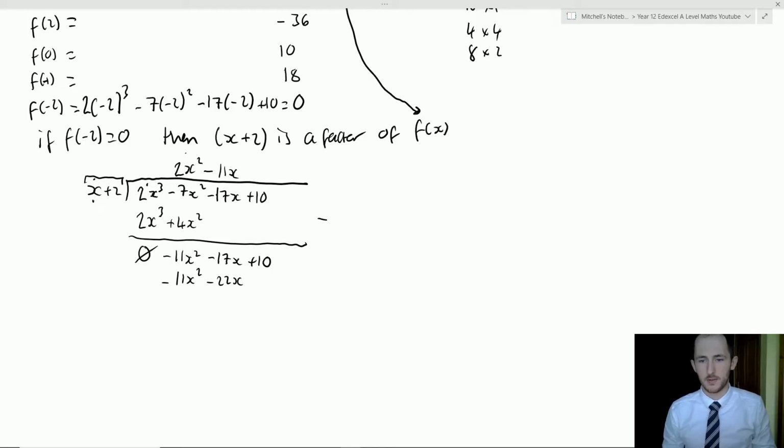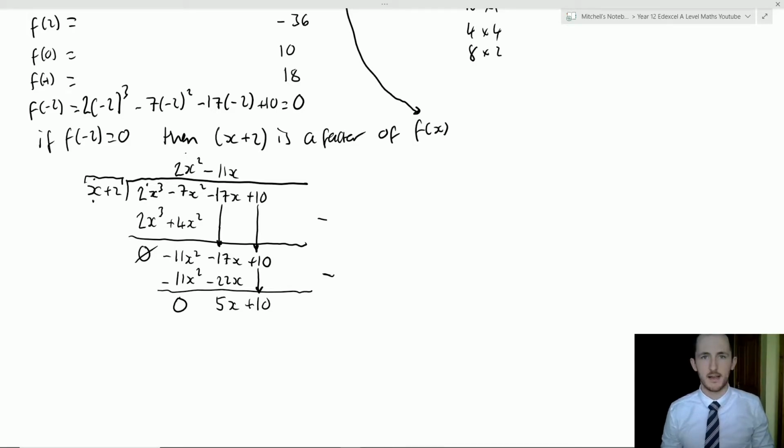Okay, good. Then we do another line and we subtract them. Now this is where the subtraction comes into play. You have minus 11x squared minus minus 11x squared. So minus and a minus makes plus, so this is minus 11x squared plus 11x squared, which is 0. And again, these should always cancel out. If it ever gets to the point where it doesn't cancel out, then you've made a mistake. Minus 17 minus 22, well that's minus 17 plus 22, which is 5x. And obviously the 10 is just carried down, because there's nothing underneath it, so we're subtracting nothing.